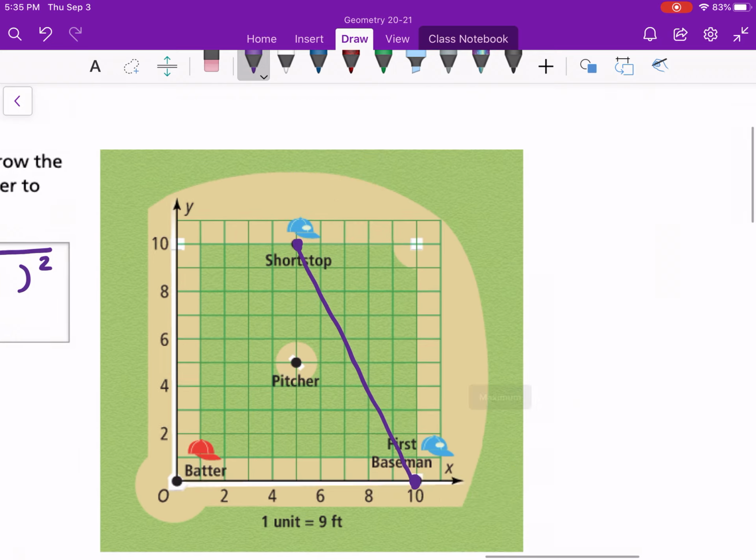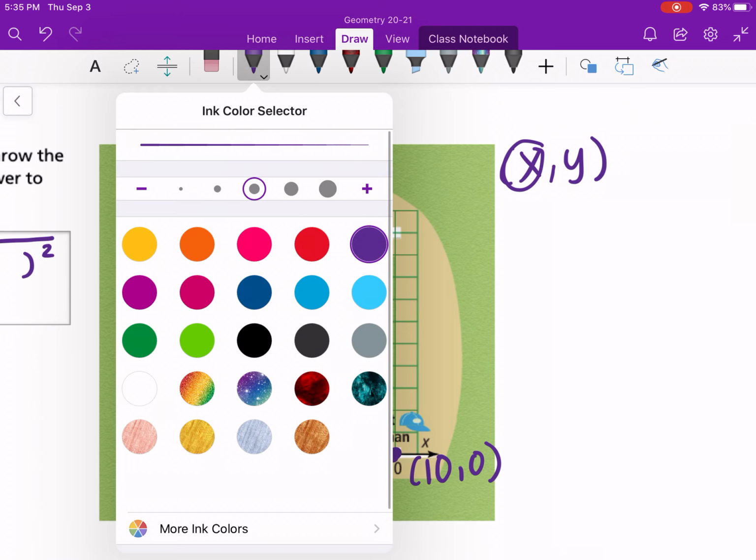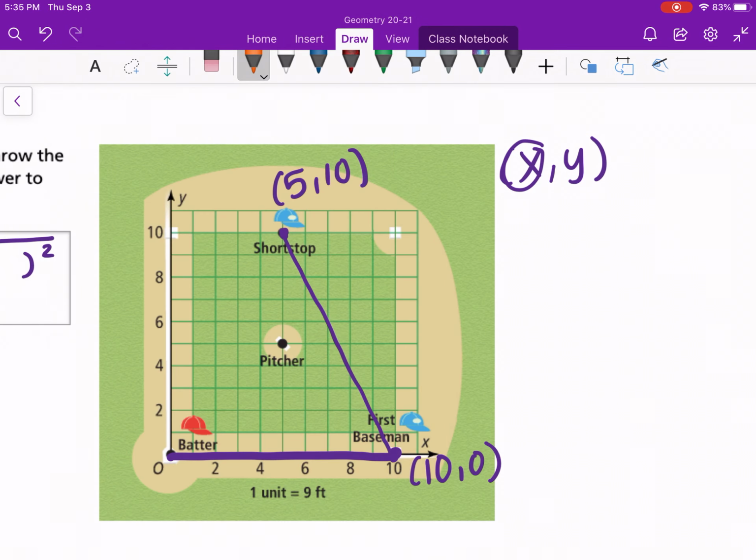So now, I would recommend labeling them. If you have highlighters, highlighting looks really good. It helps you organize your pairs. But I would label them X and Y, and then group them however you want. If you want to make these guys the 1s and these guys the 2s, go for it. If you already labeled the 10 and 0 the 1s and the 5, 10 the 2s, it doesn't matter as long as they're grouped together.